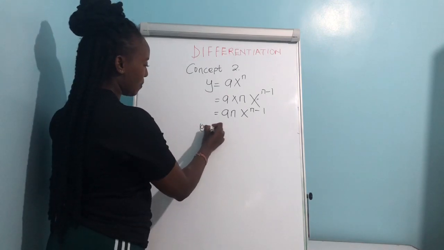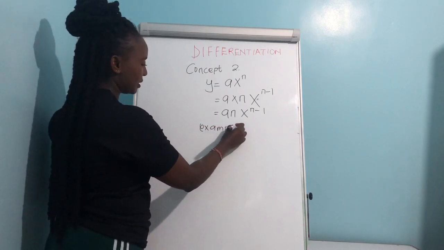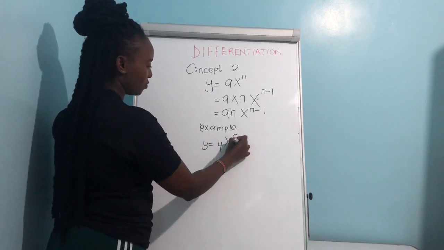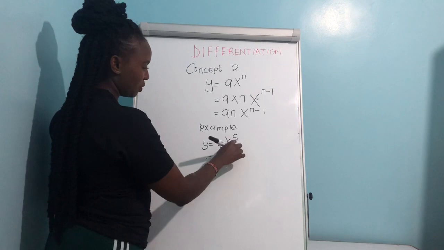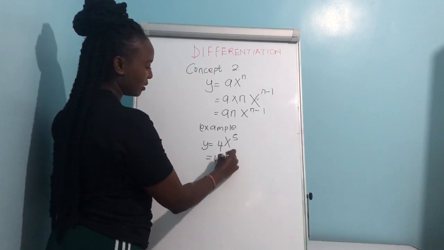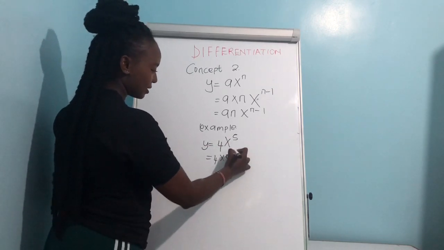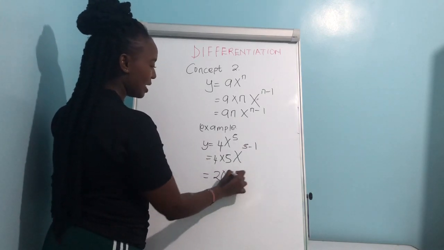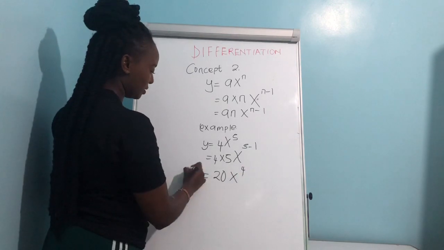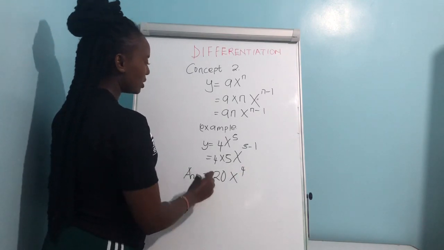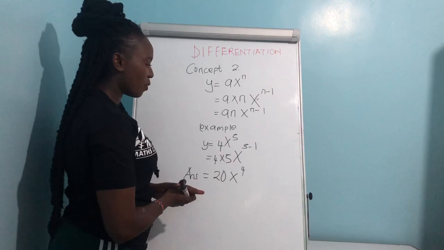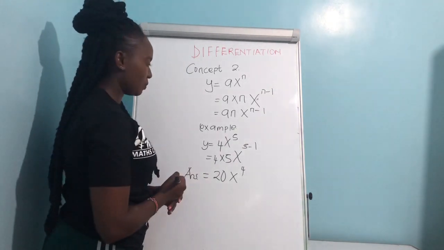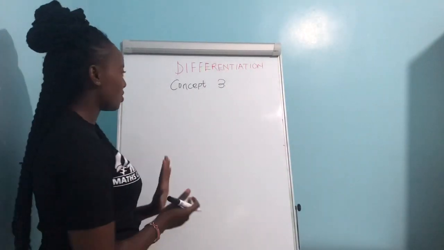Let's look at an example. Assume you've been given y is equal to 4x^5. You bring 5 down, it becomes 4 times 5 x^(5-1). So this becomes 20x^4. This is your answer. So this is concept number 2. I'm hoping you have understood the 2 concepts. So now let us go to the third concept.